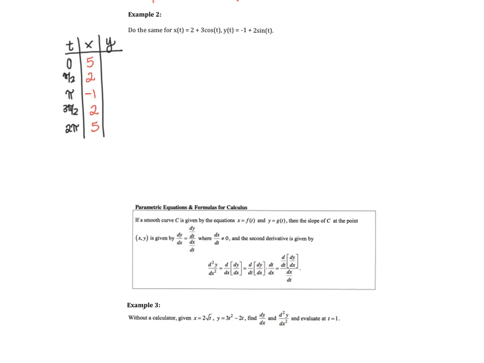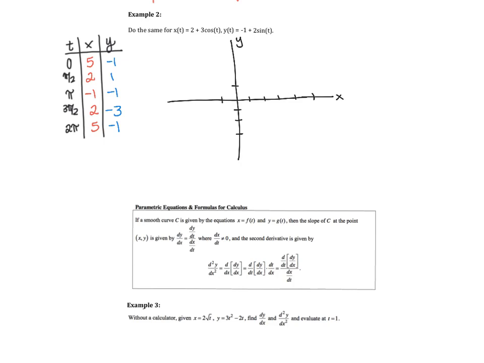So next I'm going to plug in these values to y. I'm going to get -1, +1, -1, -3, and -1. And now we can graph this. So it looks like I need to go from -1 to 5 on my x-axis, and I need to go from -3 to +1 on my y.